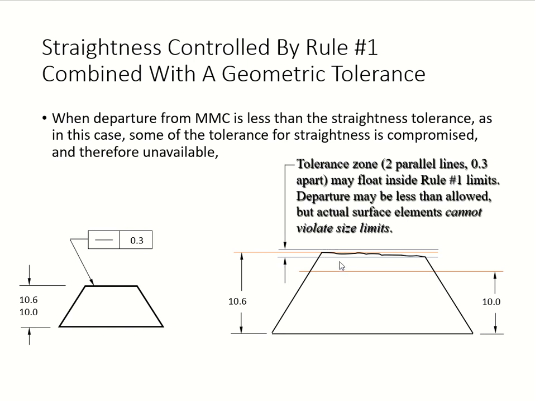This is showing you how you move away from your MMC. It means the surface changes, going up. So at that time, of course, you have to do something else. Let's say the tolerance zone is going to float within the rule 1 limit. You have a little bit of departure away from MMC. But again, the actual part cannot violate this limit, which is from here to here. So going outside of it is not good.